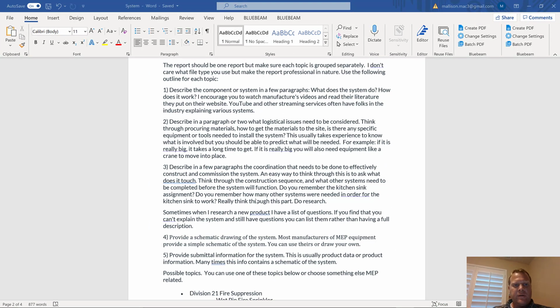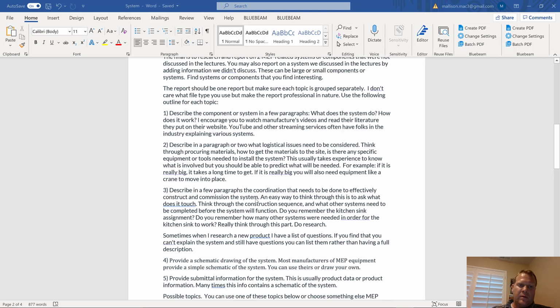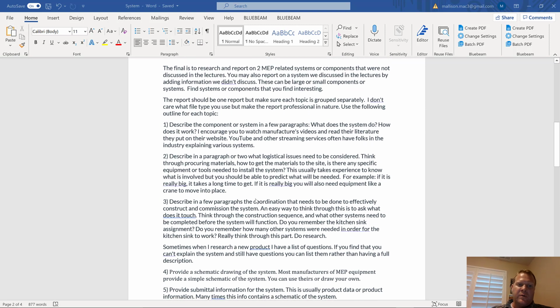All right, this is what the final says. You're supposed to report on two MEP related systems or components. What do I mean by systems or components? I was just giving you an example of one system with two components, and that's fine. Or you can do two different systems.